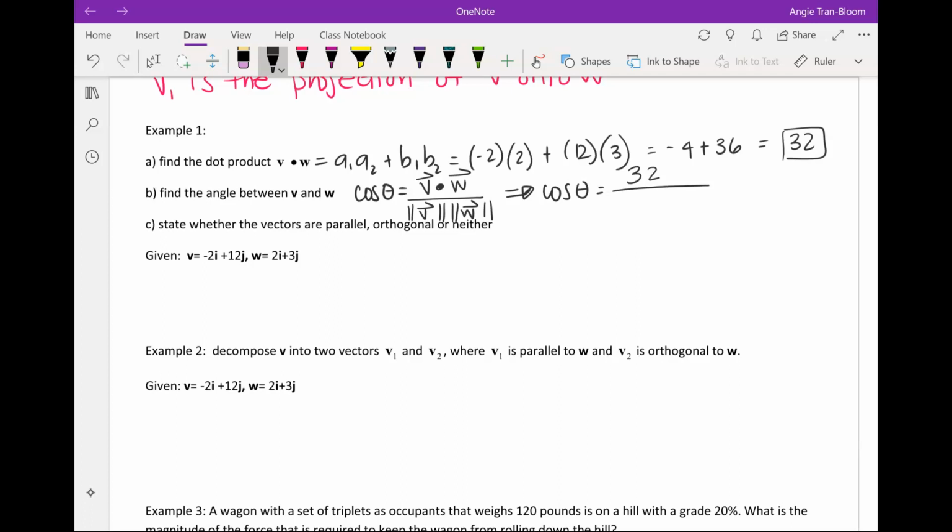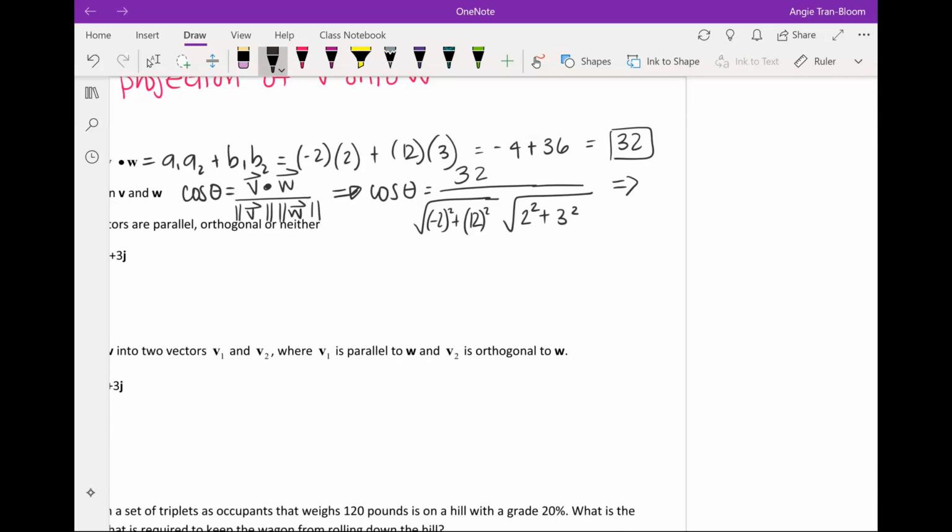The magnitude of V, let's calculate. Formula for magnitude, anybody? Square root of A squared plus B squared. That's right. I just have to do it twice. So A for V is -2, squared. B for V is 12, squared. A for W is 2 squared, and B for W is 3 squared. So now this gives us cosine of theta equals 32 divided by, on the bottom, the radicals.